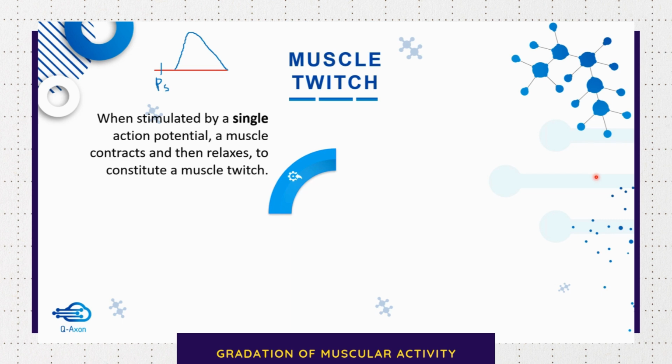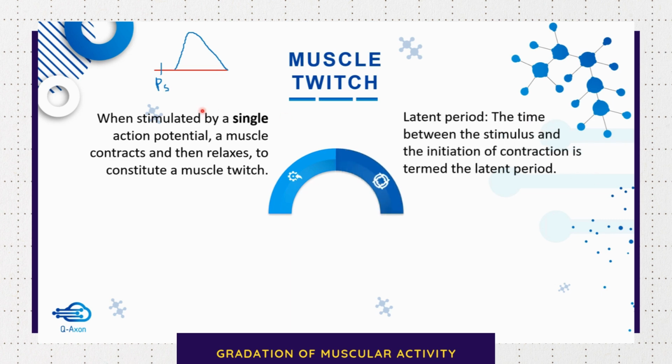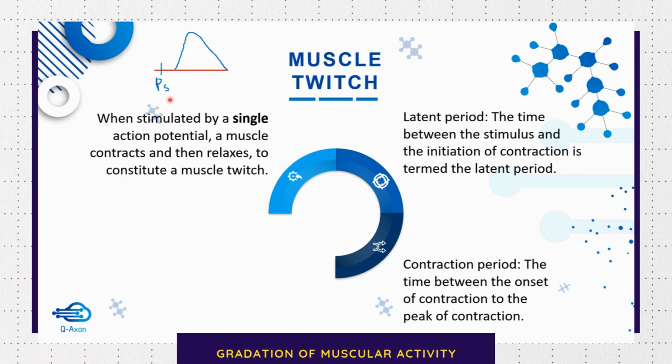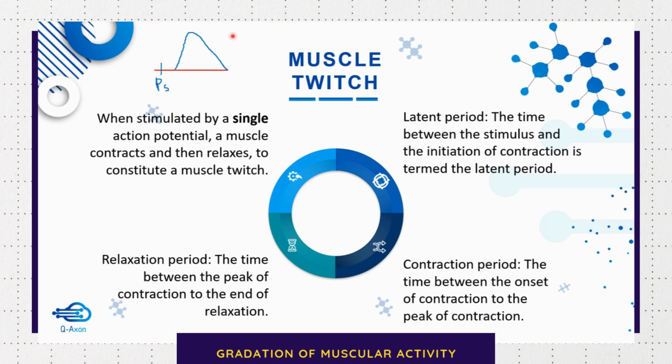Now the graph has different components. The first part of the graph, this portion, is called the latent period. So this is the time between the point of stimulation and the onset of contraction. Now this is followed by the contraction period, which is the time interval between the onset of contraction and the peak of contraction. And that is followed by the relaxation period, which is the time from the peak of contraction to the end of relaxation.